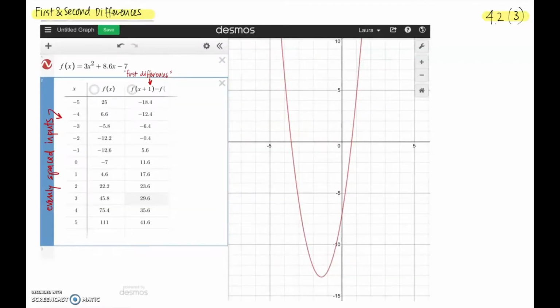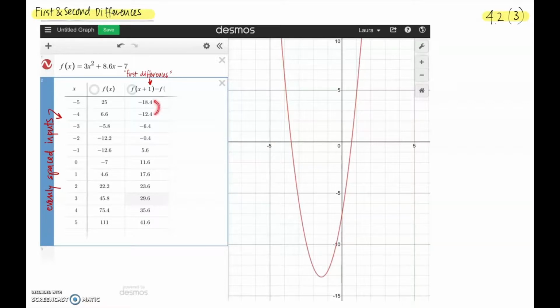So we've done what we said we were going to do. I took 6.6 and subtracted 25, and I get this number. I took -5.8 and subtracted 6.6, and I get this number. I took -12.2 and subtracted -5.8 and got this number. And this one's easy to see, -12.6 minus -12.2, and I got -0.4. Okay, importantly, these numbers are all different. So this function is not a linear function. They're all different, but you can probably already see something that's happening.